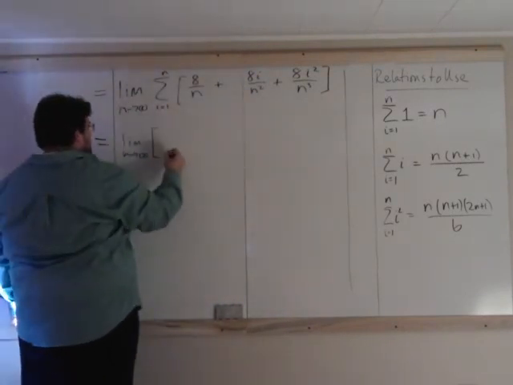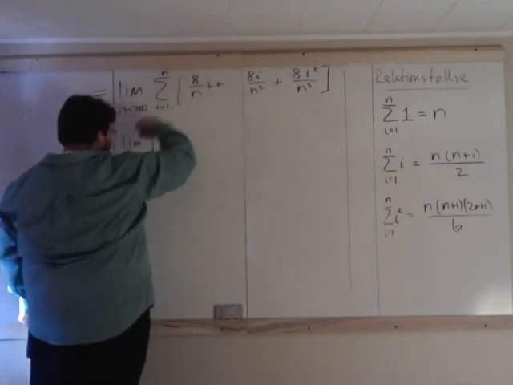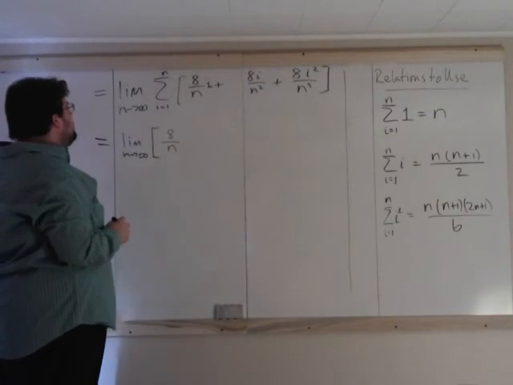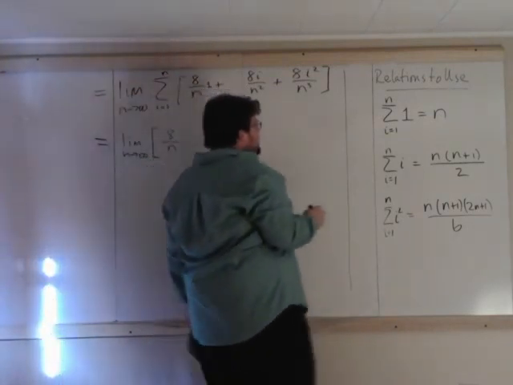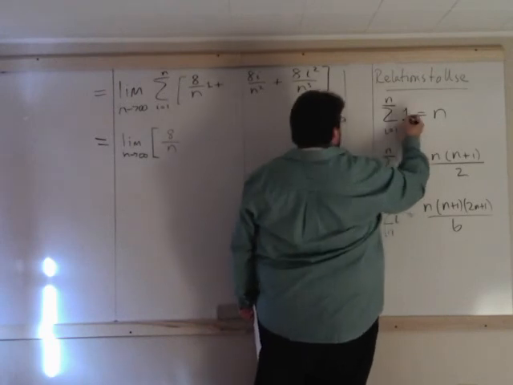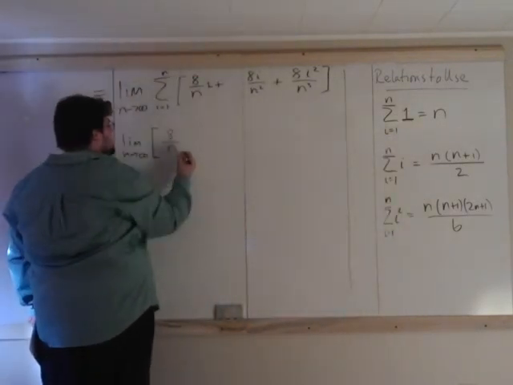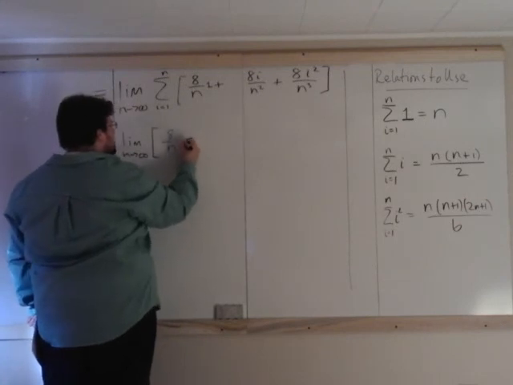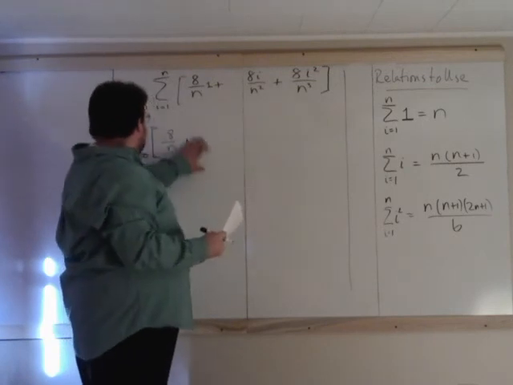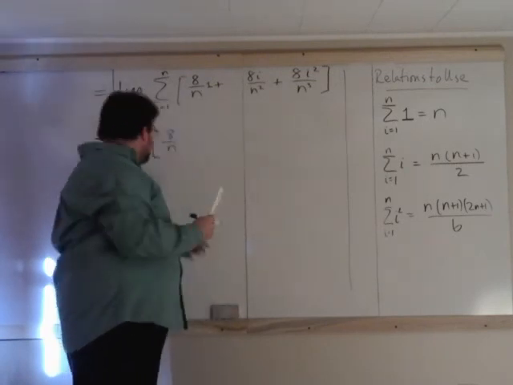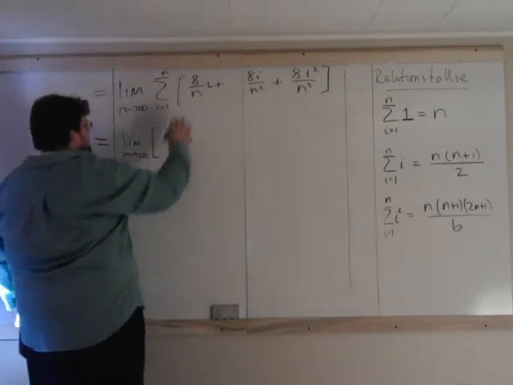And what does that look like here? Well, this, remember, is 8 over n times 1. We know the sum of 1 is n. So the sum of 8 over n times 1 is 8 over n times n. I'm not going to write that times like that; I think that dot doesn't look that good there. 8 over n times n. So that gives us this first piece.